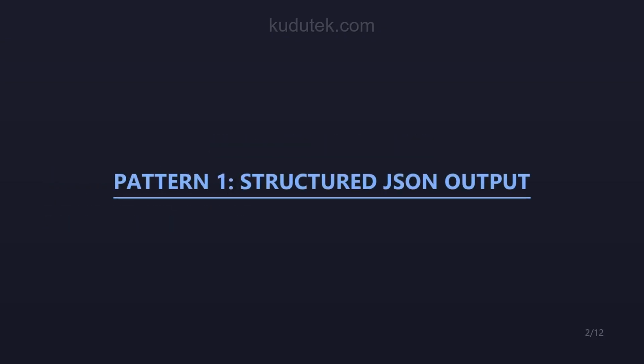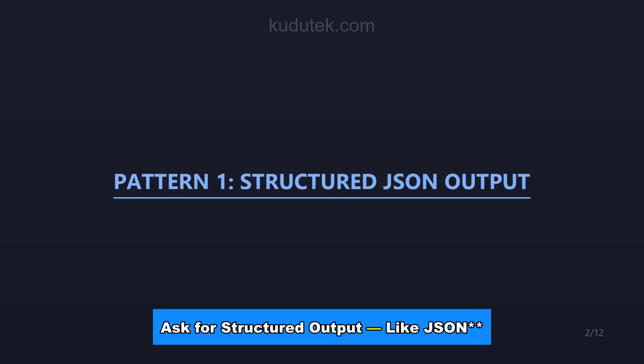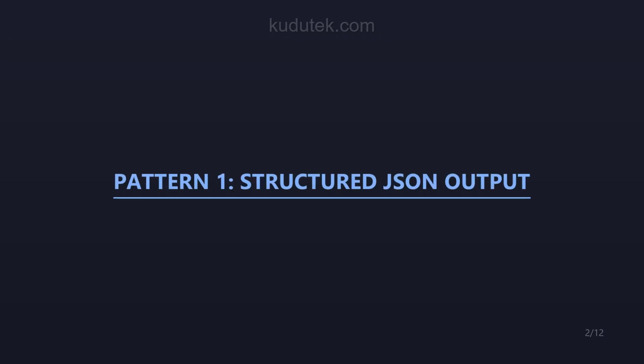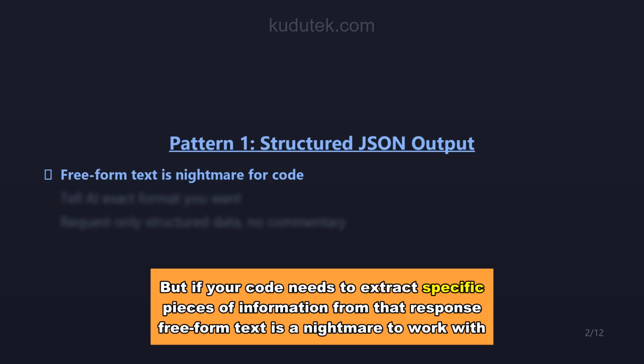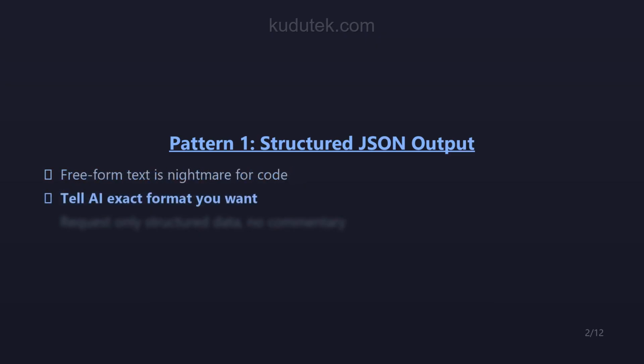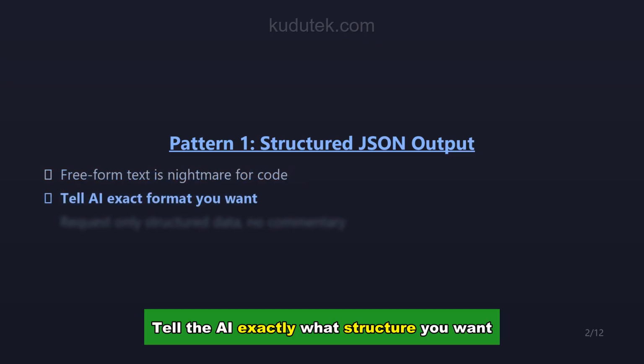Pattern 1. Ask for structured output, like JSON. The first one is about getting your AI response in a format your code can actually use. If you just ask a question and get a paragraph back, great, for a human. But if your code needs to extract specific pieces of information from that response, free-form text is a nightmare to work with. The solution? Tell the AI exactly what structure you want.